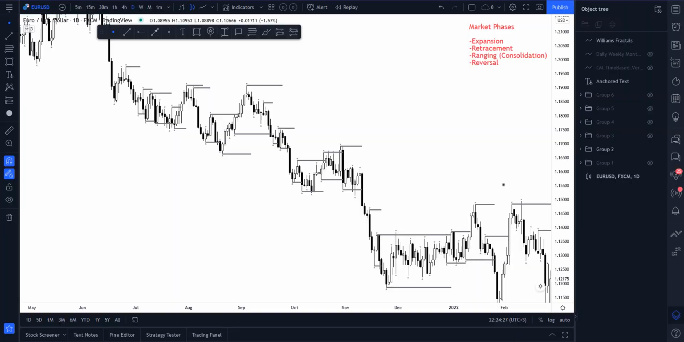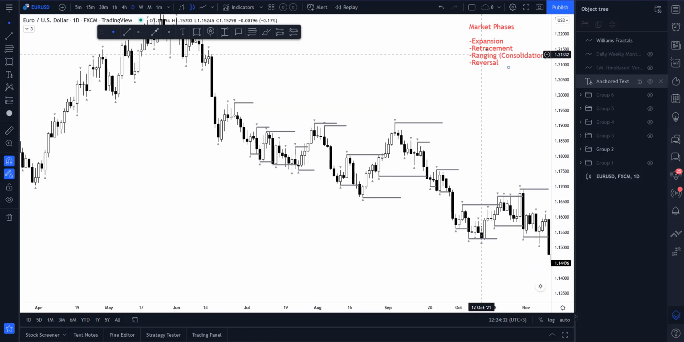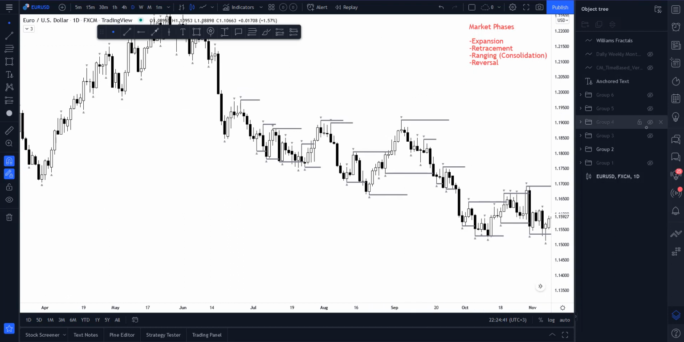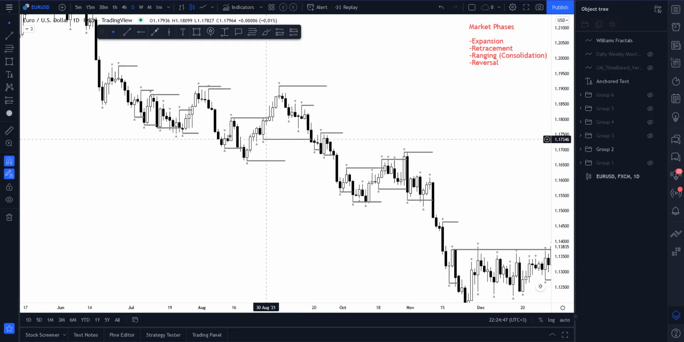Hi guys, today I'm gonna talk about market phases. I'm gonna keep it very simple. First we are gonna start with explaining what the market phases are and what the reasons are that they are occurring on a daily basis. I marked all market ranges and the breaks so you can see how they form.